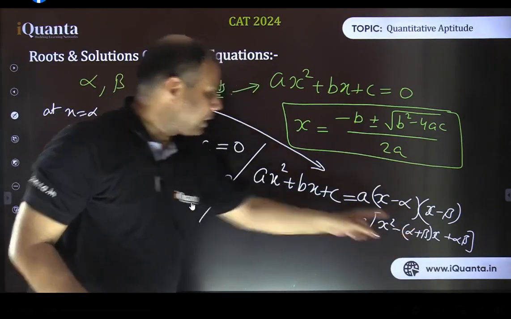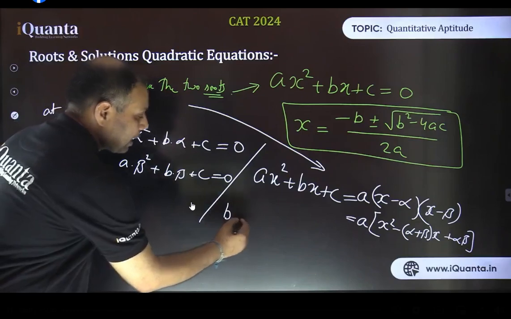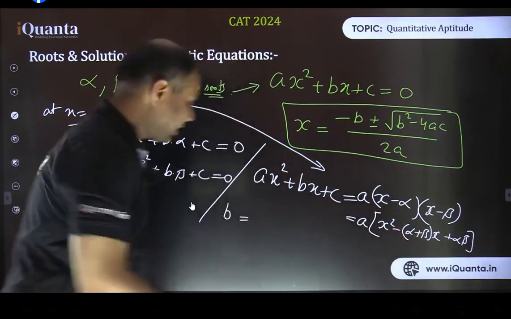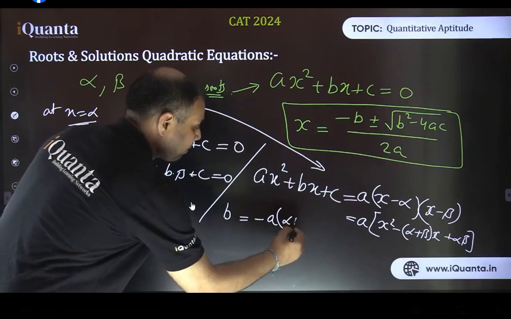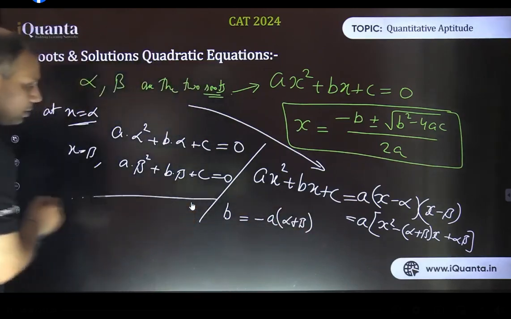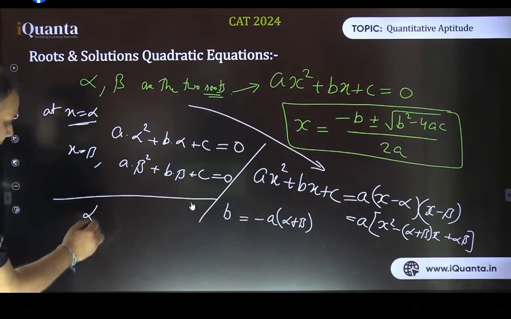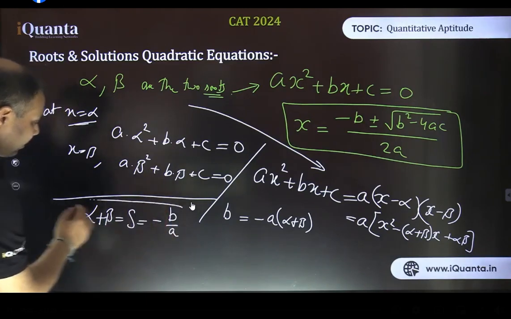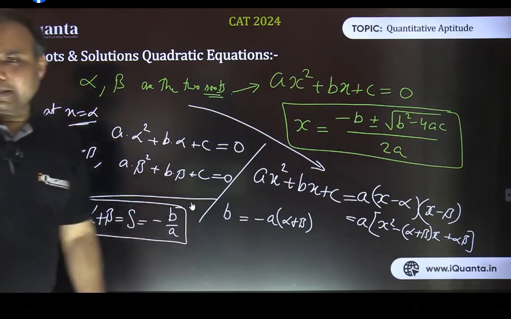The coefficient of x must also match. The coefficient of x here is b, and on the other side, the term multiplied with x is a times negative of alpha plus beta, that is minus a times alpha plus beta. So this gives the important result that alpha plus beta, or the sum of the roots, is nothing but minus b upon a. Again, this same part you have done in your 10th class NCERT.